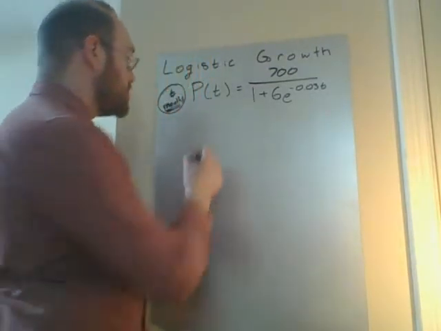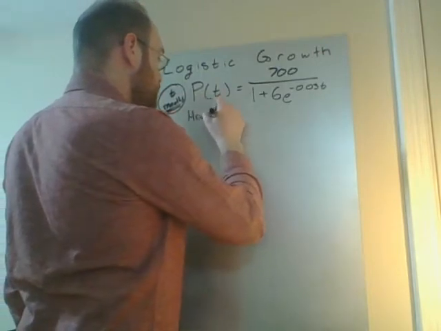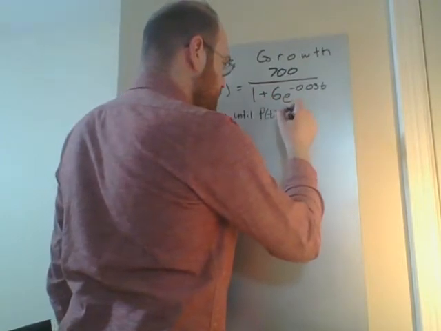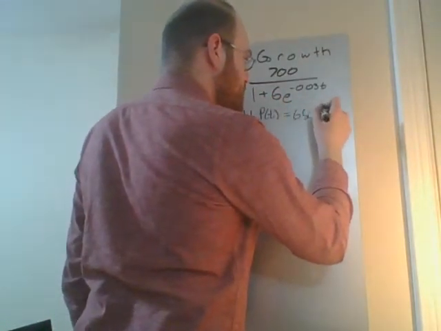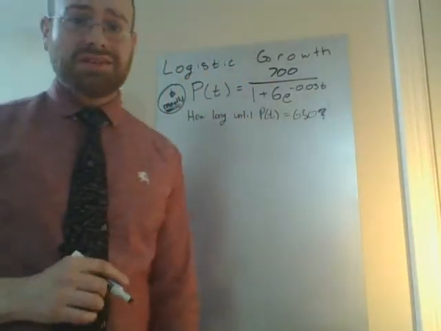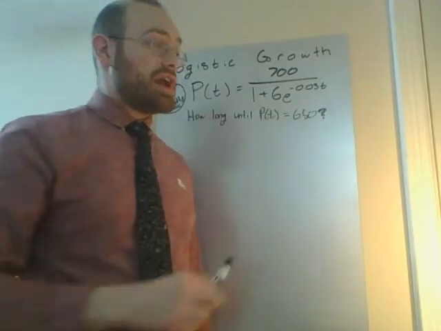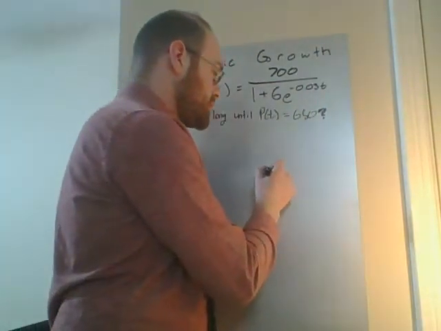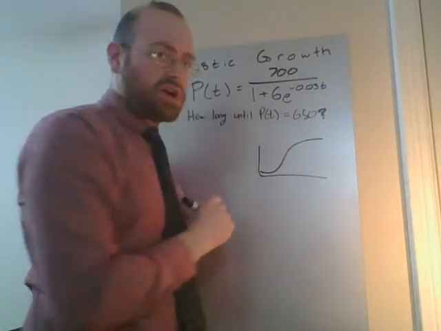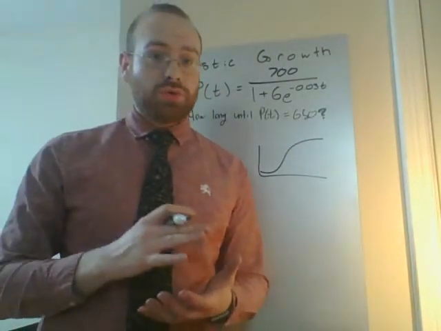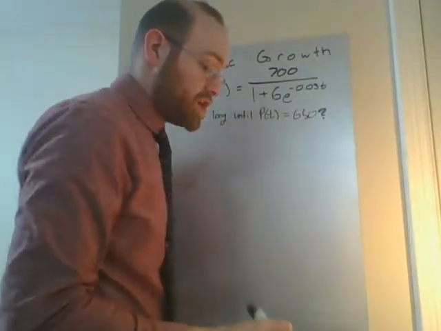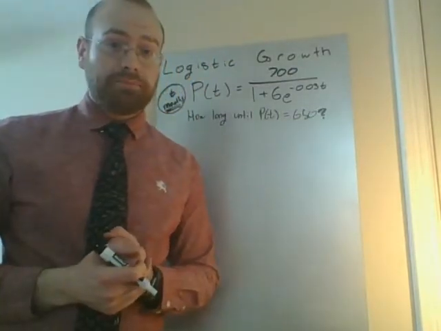So let's say we want to know how long until the population is equal to 650 specimens. So we have a population of 650, which is pretty close to our carrying capacity. And if we remember that curve, as we get closer to that carrying capacity, things are going to slow down. So it might be a small amount of time. It might be a large amount of time. We won't really know until we solve it.